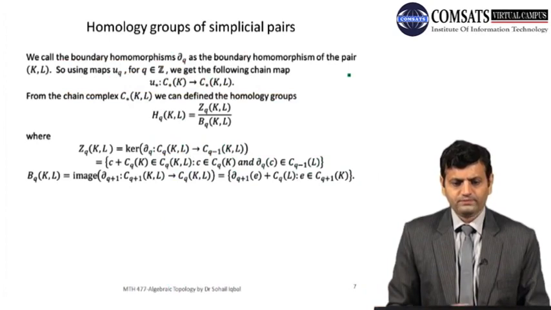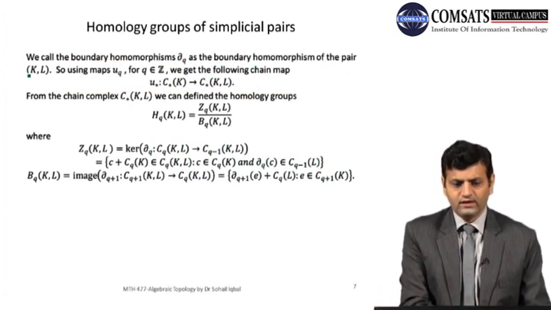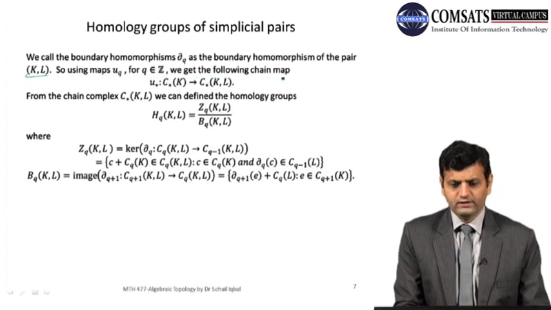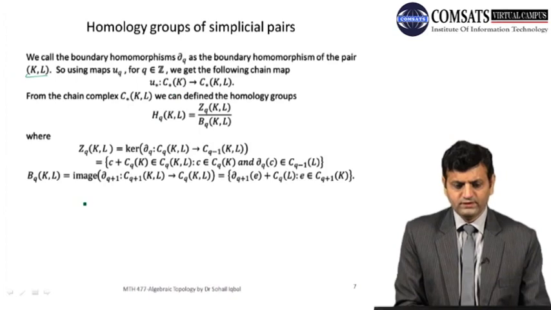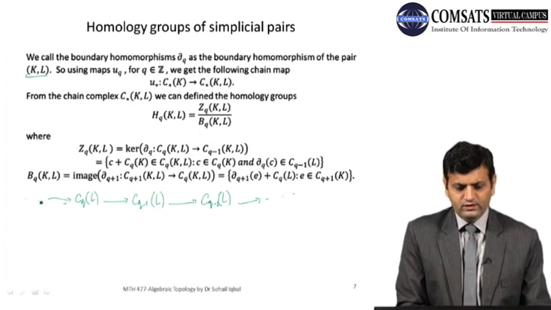So we call the boundary homomorphisms the boundary homomorphisms of the pair K, L. So using maps ∂_q for q belonging to Z, we get the following chain map. First we have C_q L going to C_{q-1} L going to C_{q-2} L, and so on.